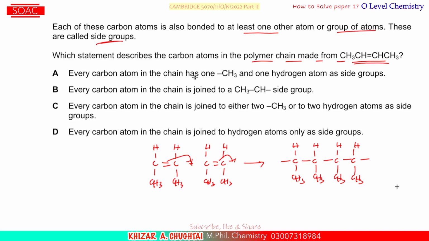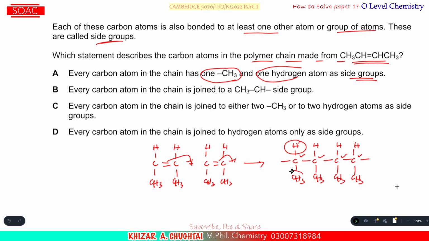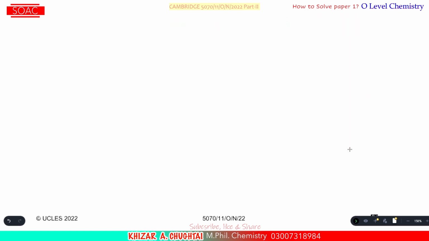So let me check. Every carbon atom in this chain has one CH3 and one hydrogen atom as side groups. Yes, every carbon is having hydrogen, CH3, hydrogen, CH3, hydrogen, CH3, hydrogen, CH3. So A is the correct option.